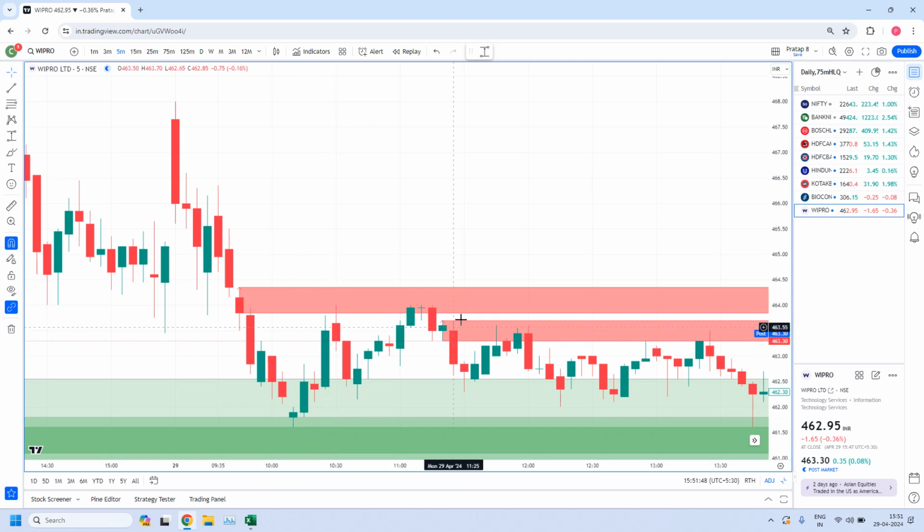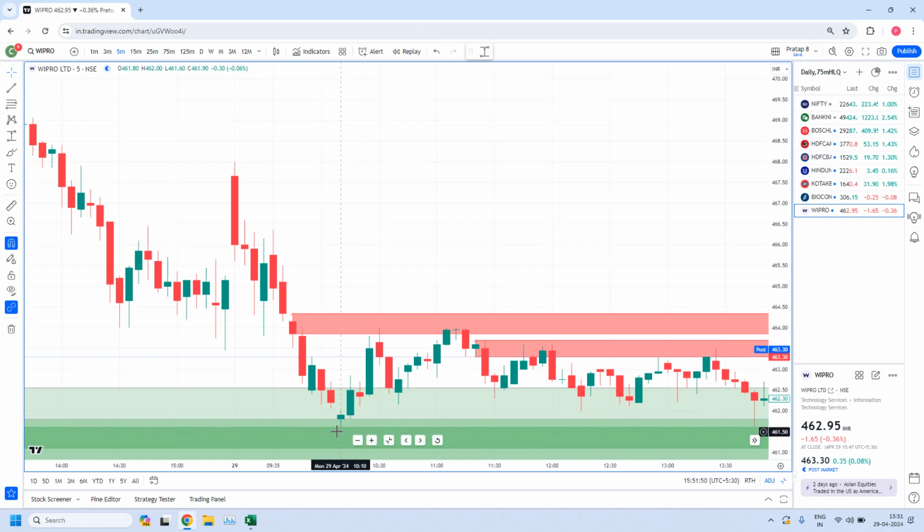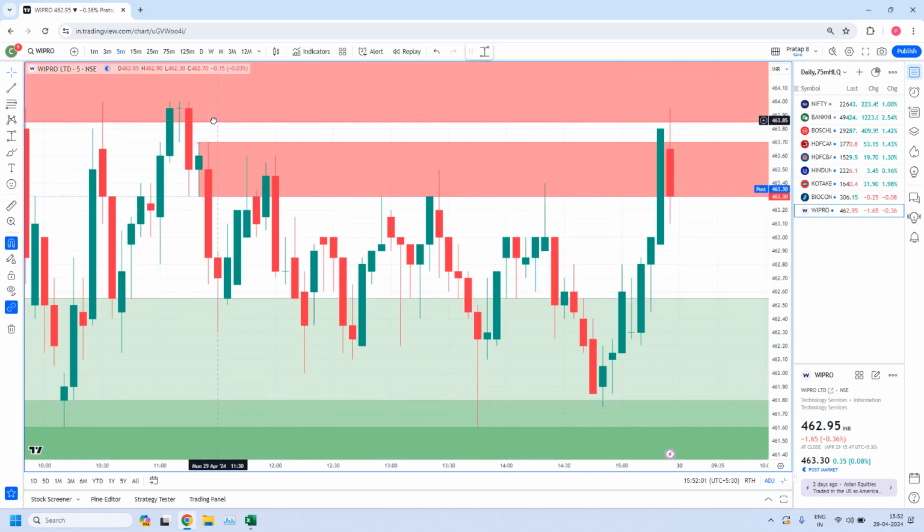And also, if you look at the RR from this demand zone to this supply zone, we have exactly 1:4 RR. Excellent. What about the second trade?